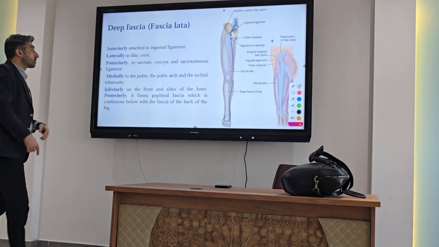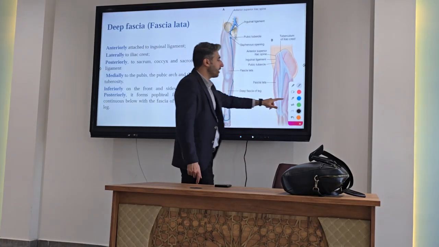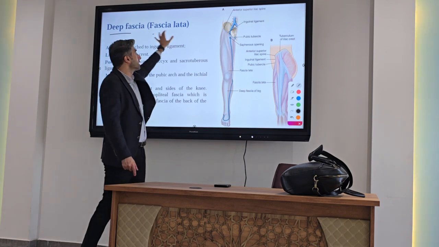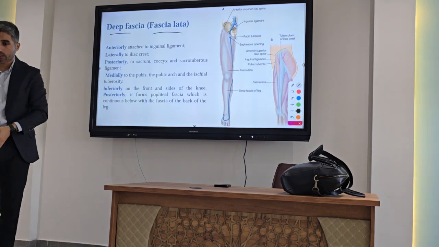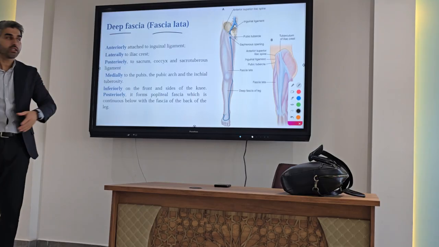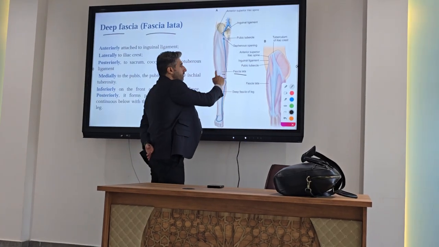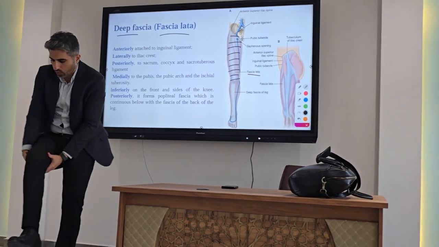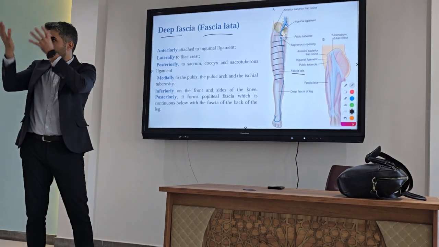Deep fascia in the thigh has a name. We say fascia lata. So when we say fascia lata, it means the deep fascia of the thigh, this region, covering all parts of the thigh: anterior, medial, lateral, and posterior side.